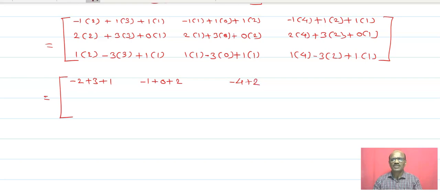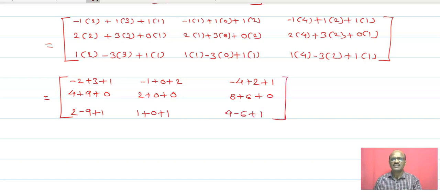The letters are small. If you see on the big screen, that is minus 1, 0, plus 2, minus 4 plus 2, 1, 4 plus 9, 0, 2 plus 0, plus 0, and last is 8, 6 and 0, and next is 2 minus 9 plus 1, 1 plus 1, that is 4 minus 6 plus 1.